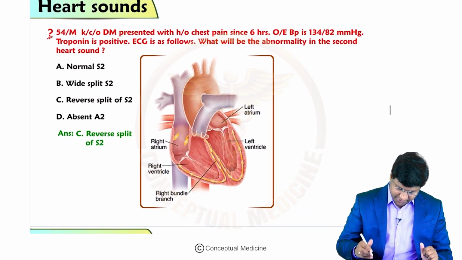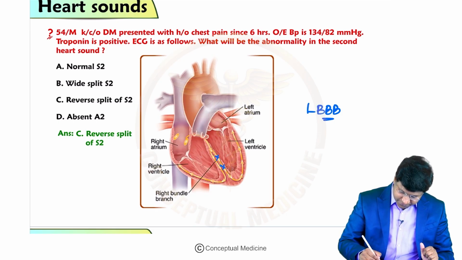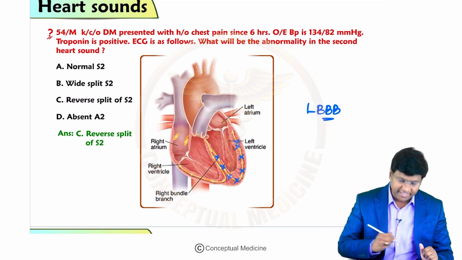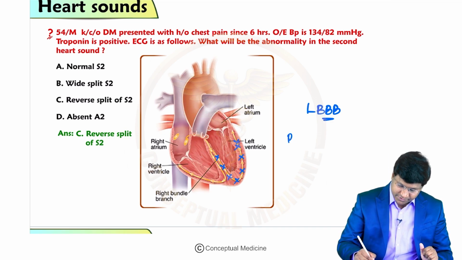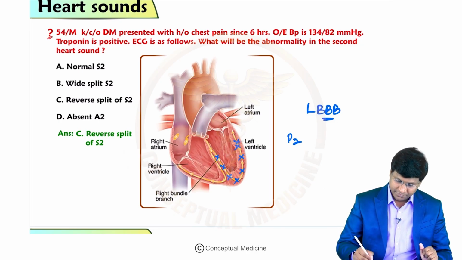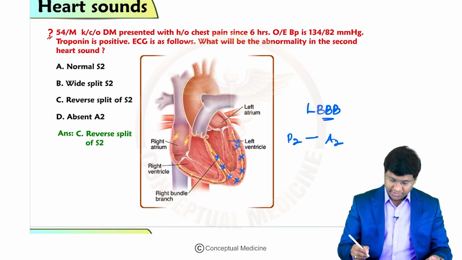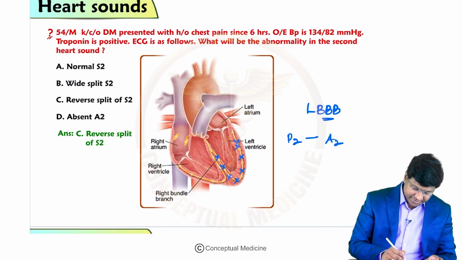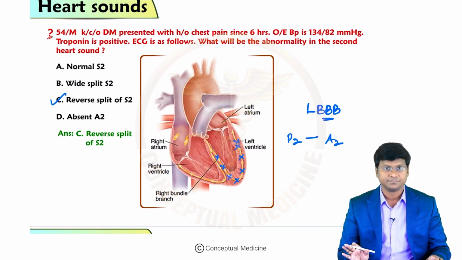In the scenario of LBBB, the left bundle branch is blocked. So which ventricle will contract first? The right ventricle will contract first, and thereby you will have P2. Later the left ventricle contracts, and then you have A2. So in patients with LBBB, please remember you have reverse split of the second heart sound.